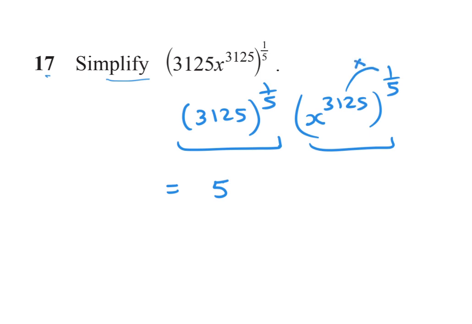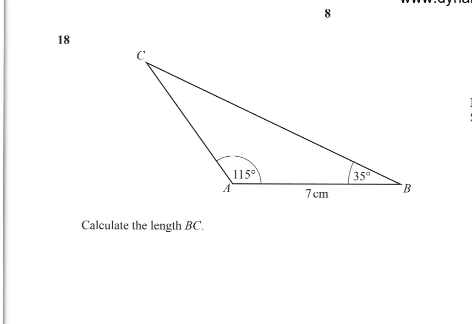And for the other one, 625. You need to multiply. So x to the power 625. Number 18. Calculate the length of BC.